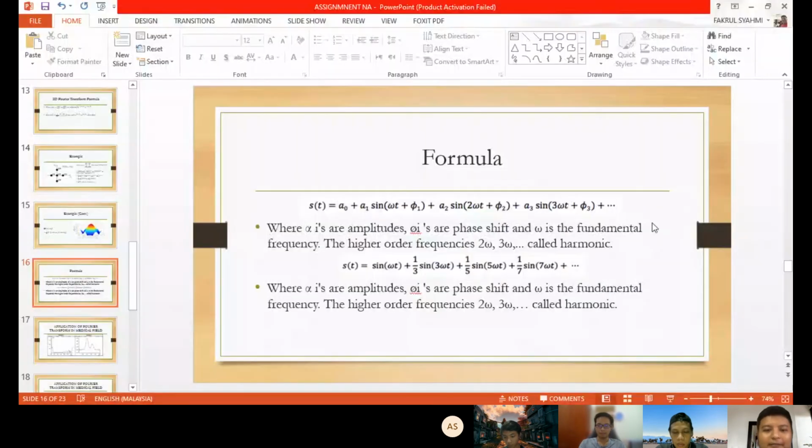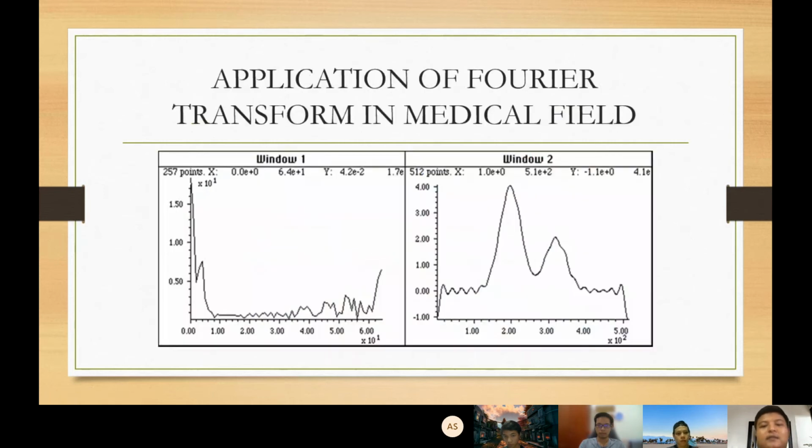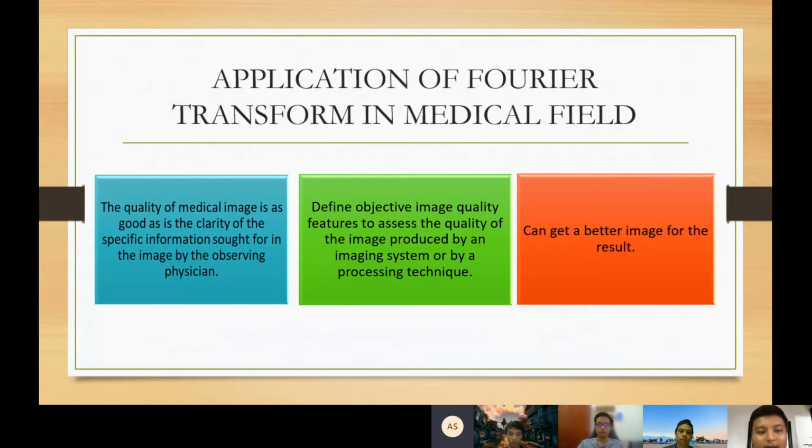Okay, next we go to the formula. This is the example of the formula that is used in MRI. Next, this is also the example figure of the application of Fourier transform in the medical field.